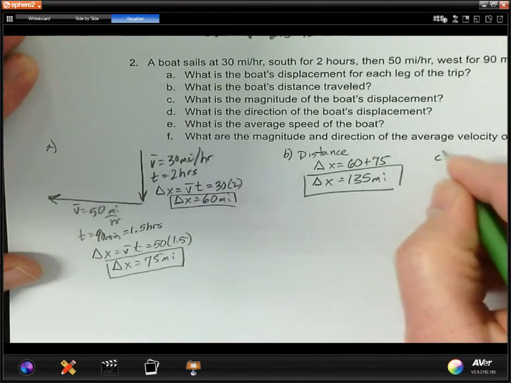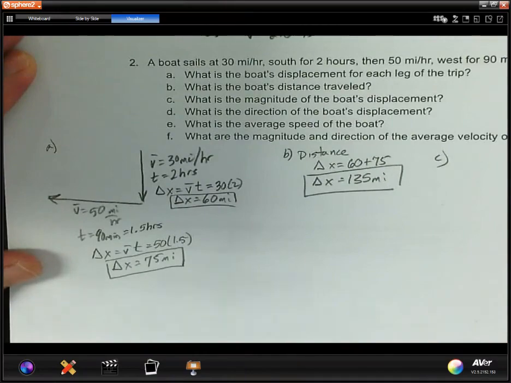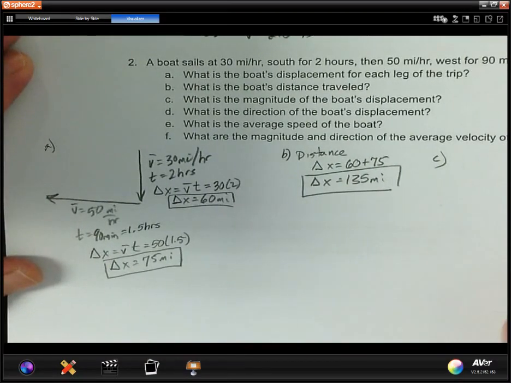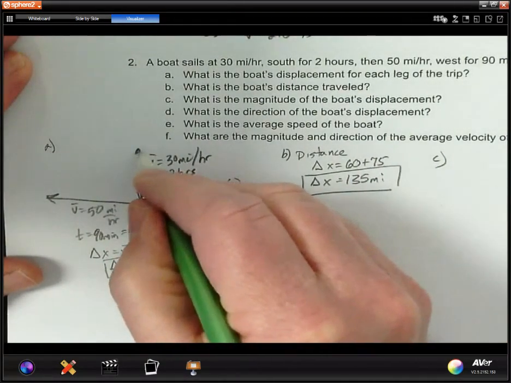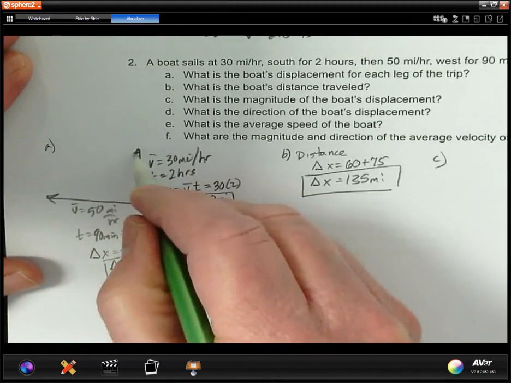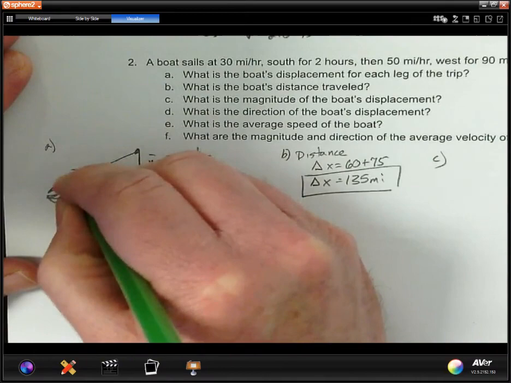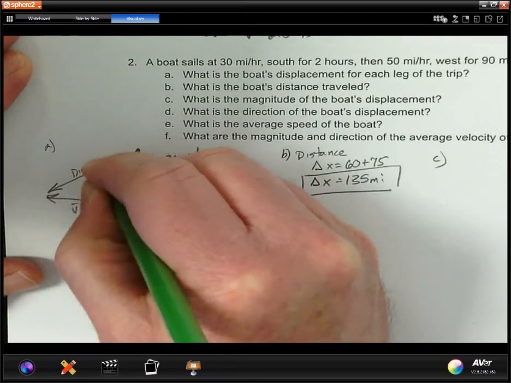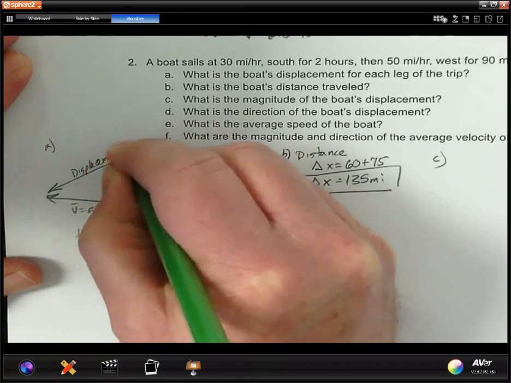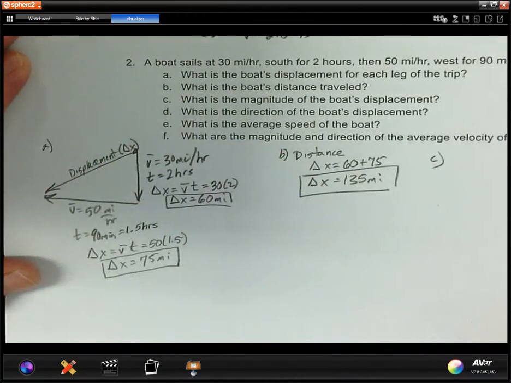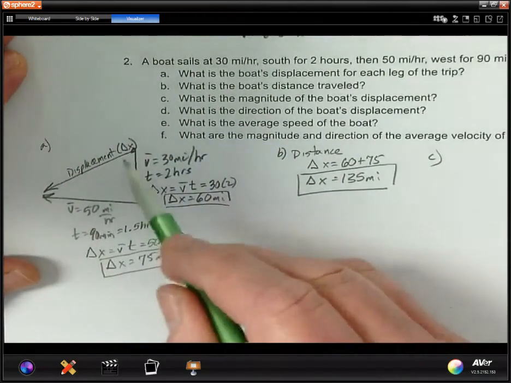Now C, displacement is how far he is from his starting point. So if we start here, or where he is relative to the starting point, he ends up here. This is going to be the displacement. We're going to call that delta x. Now, how am I going to find that? Well, I can just use the Pythagorean theorem.